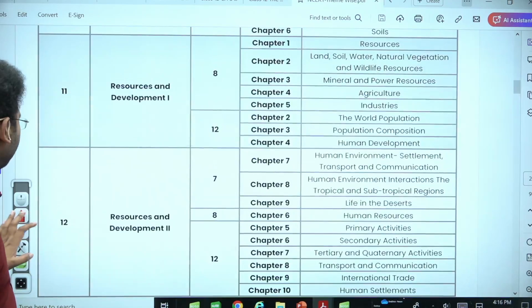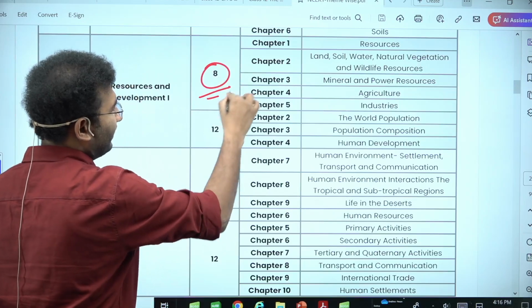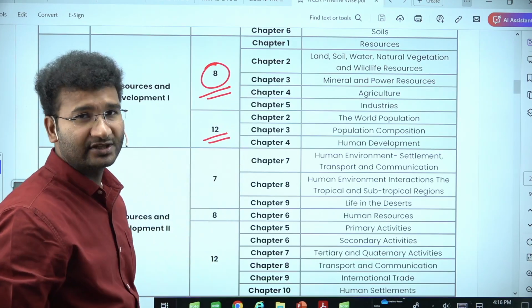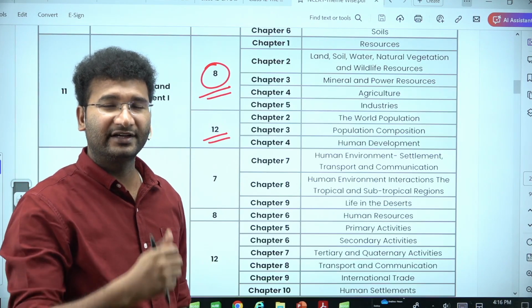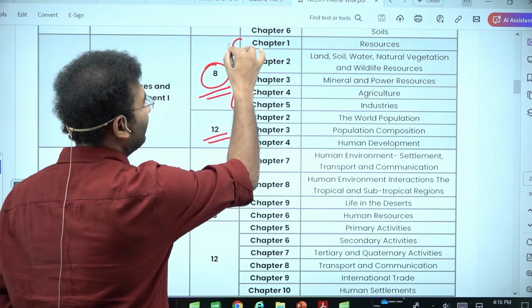The chapters that we are going to deal with here are from class 8 and class 12. These are the two books that we are choosing. In class 8, I want you to read chapters number 1, 2, 3, 4, 5. It is 5 chapters, chapter number 1 to 5.